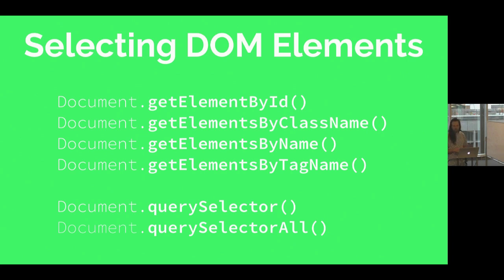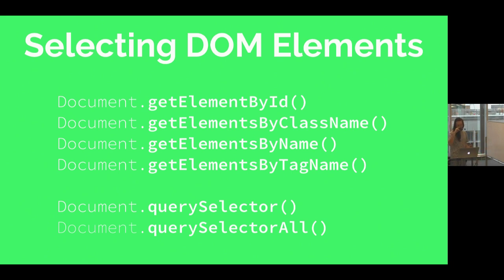Yeah, B, P, H2, yeah, exactly. So the tag name: I can get all of the paragraph tags in the document by calling getElementsByTagName and passing it the string P. Okay. So those are going to allow me to choose a specific way to get a DOM node. I can do it by ID, or by class name, or by name, or by tag name.